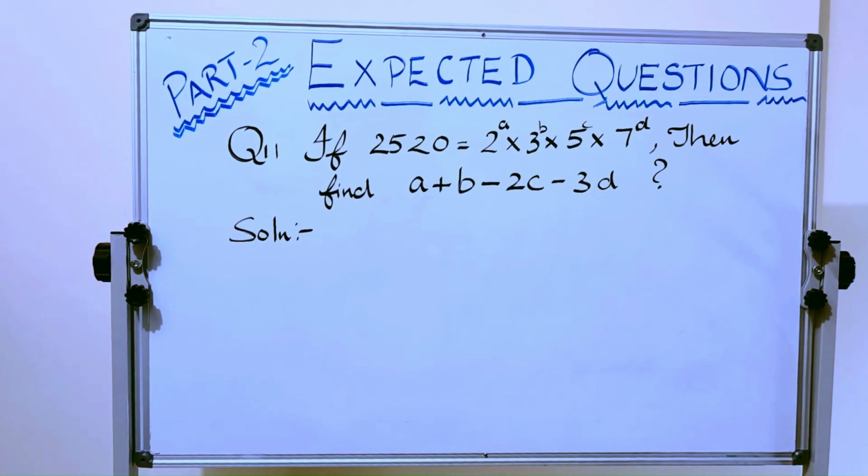Next question. If 2520 equals 2 raised to a into 3 raised to b into 5 raised to c into 7 raised to d, then find a plus b minus 2c minus 3d.